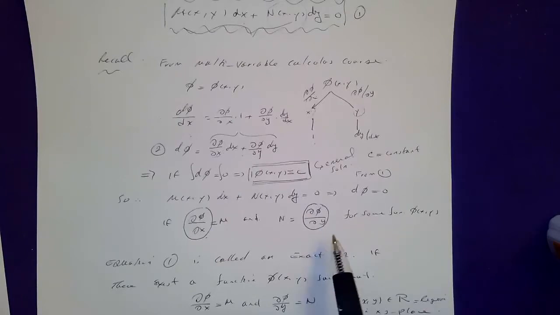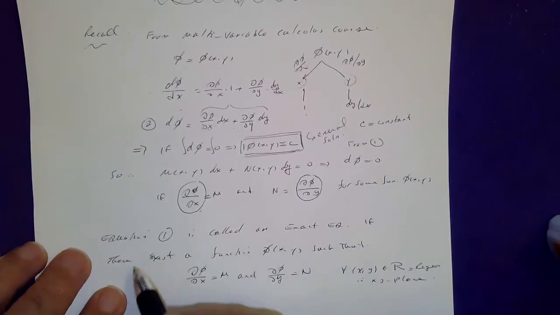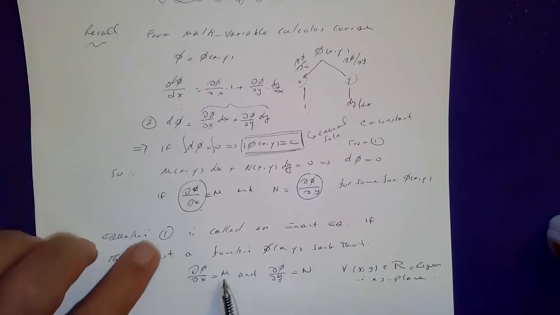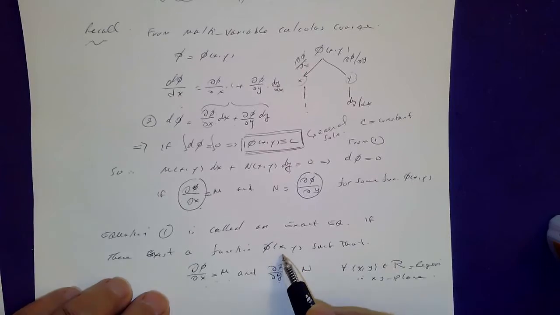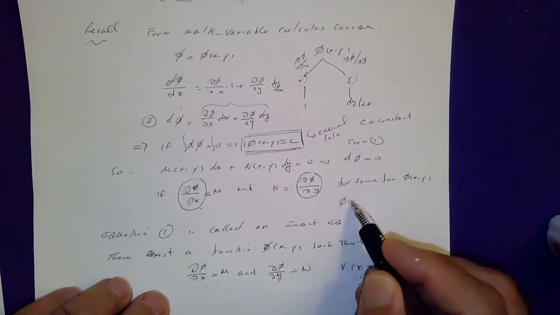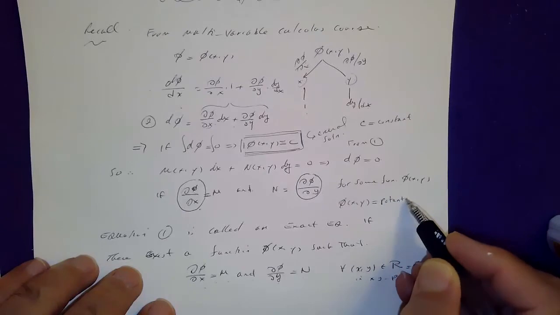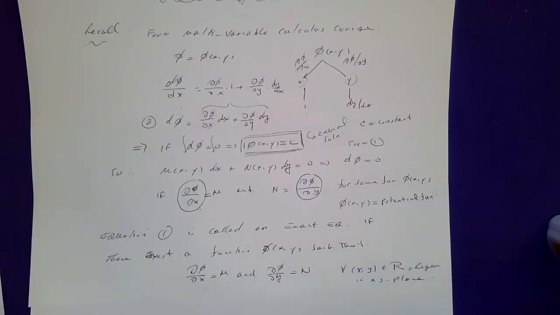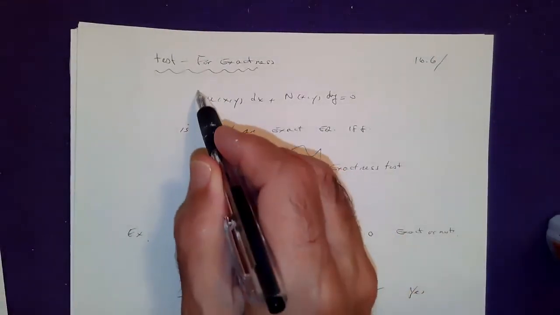with respect to y. So equation number 1 is called an exact equation if there exists a function phi, that's what it's called, such that partial of phi with respect to x is M, and partial of phi with respect to y is N. Incidentally, this particular solution, phi of x, y, is sometimes, in the context of other classes, also known as a potential function, like in physics classes.